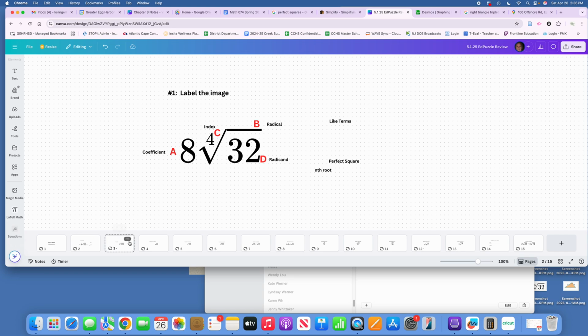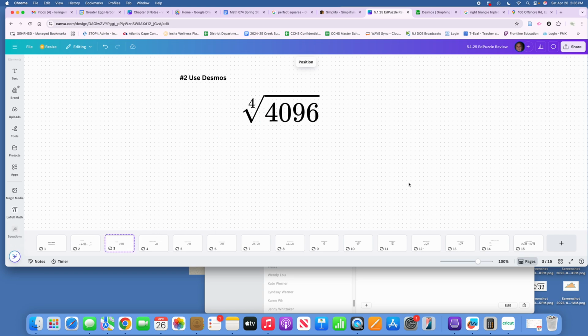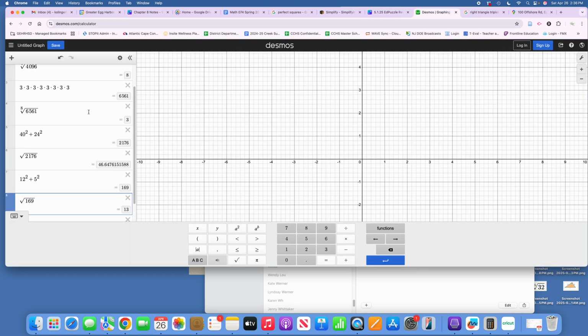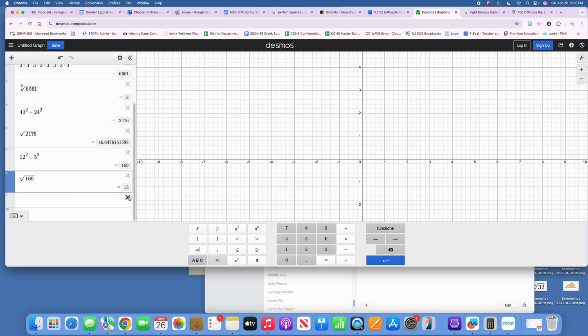Problem 2. Use Desmos. When you use Desmos, you should get an answer like this. Clear all this out.